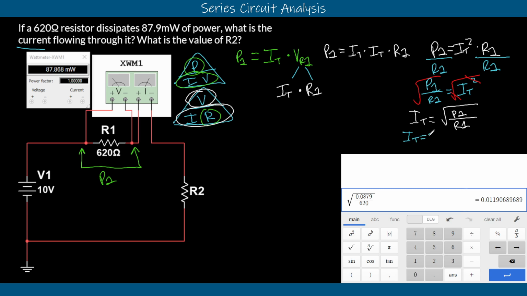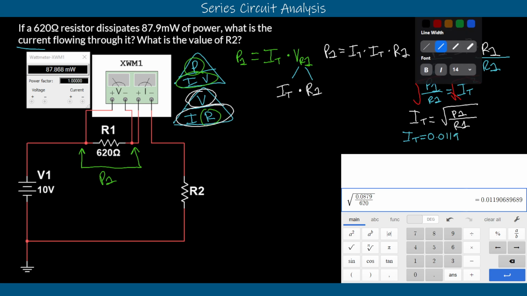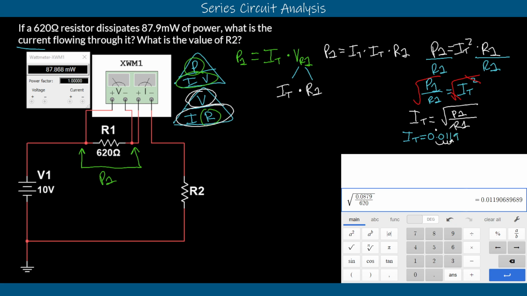So we'll say that our IT is equal to 0.0119. We'll move that decimal point over. We can say that this is the zero base location, so we can go 1, 2, 3 backwards, -3. Right, so now we have a final answer of IT is equal to 11.9 milliamps.